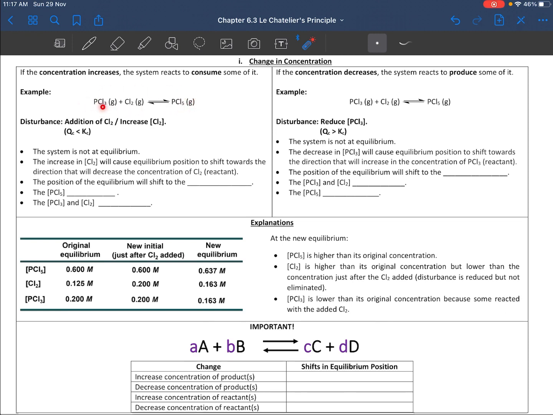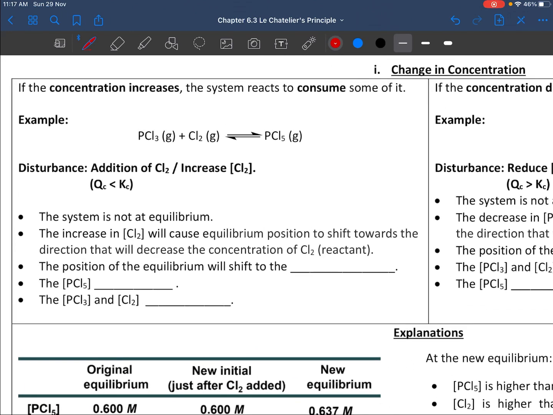Example ni saya dah bagi equation PCl3 gas plus Cl2 gas produce, reversible arrow, PCl5 gas. Now the disturbance adalah saya add Cl2, so maksudnya saya increase concentration of Cl2. Square bracket ni concentration. Sekarang you can imagine concentration Cl2 meningkat. Tadi sistem tu mula-mula dah equilibrium, lepas tu saya tingkatkan concentration of Cl2, menyebabkan sistem tu dah tak at equilibrium.